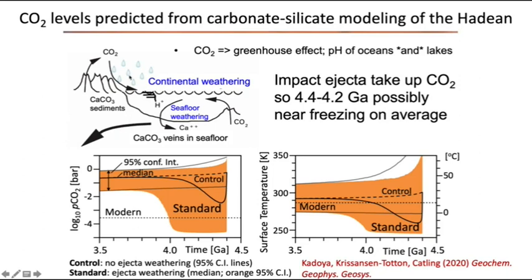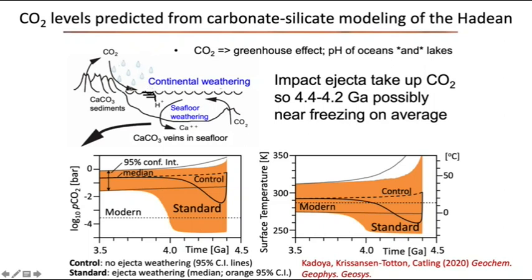CO2 dissolves in rainwater to make carbonic acid, which chemically weathers continental rocks and also the basaltic seafloor. Seafloor weathering is small on the modern Earth, but potentially much more important on the early Earth because of a greater seafloor production rate and less land. In the carbonate-silicate cycle, carbon ends up in carbonate sediments, as calcium carbonate shown, or carbonate veins and crystals in the seafloor rocks.